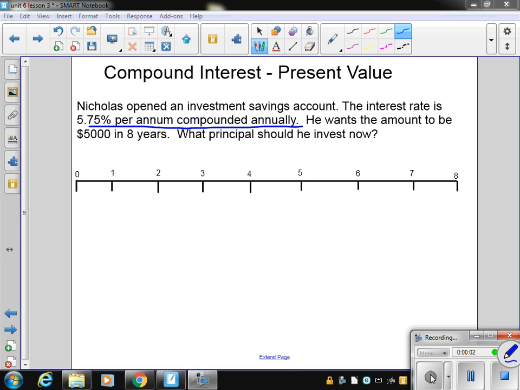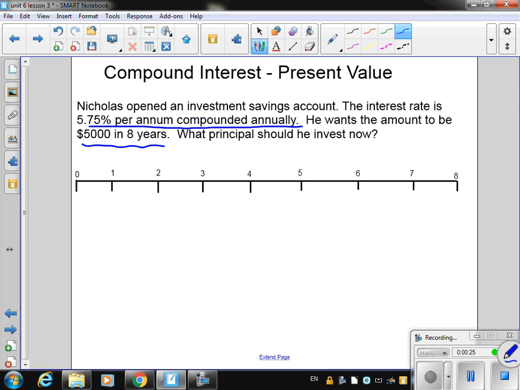All right, 3Ms, we're on our third day of our financial unit and we're going to talk about present value. So for example, Nicholas opened an investment savings account where the interest rate is 5.75% per annum, compounded annually. He wants the amount to be $5,000 in 8 years. So what principal should he invest now?